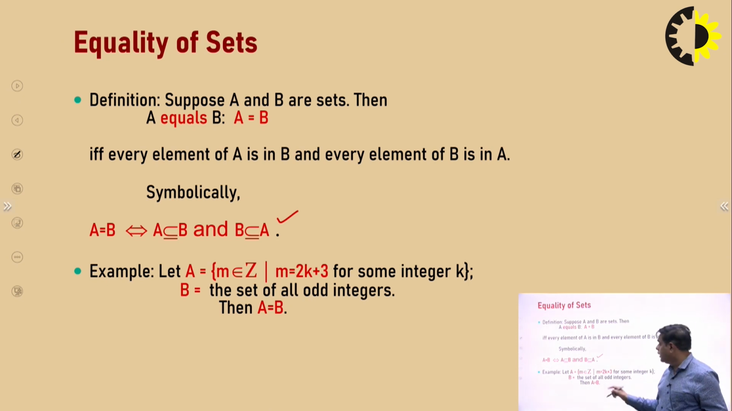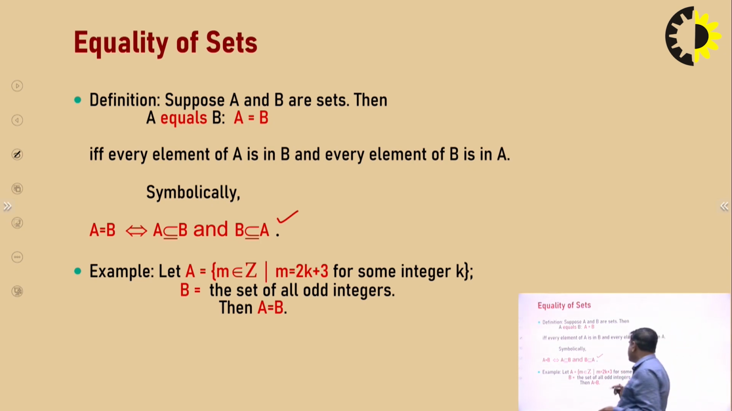For example, there is a set A which contains elements of the form m, where m belongs to Z, the integers. And what is the definition of m? m is equal to 2k plus 3. And the set B contains the set of all integers.